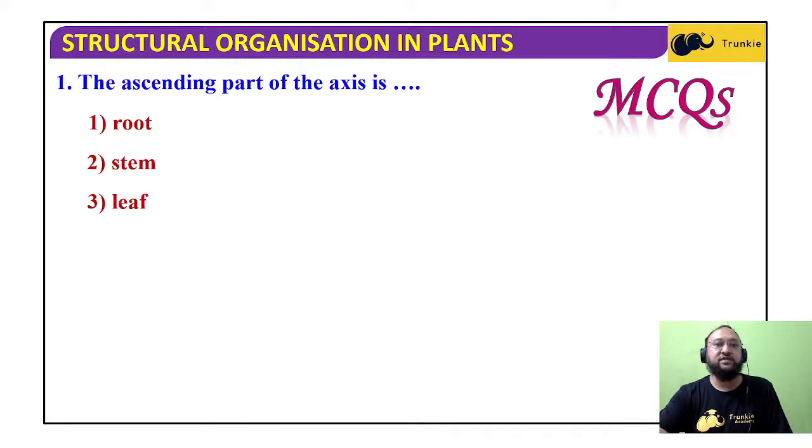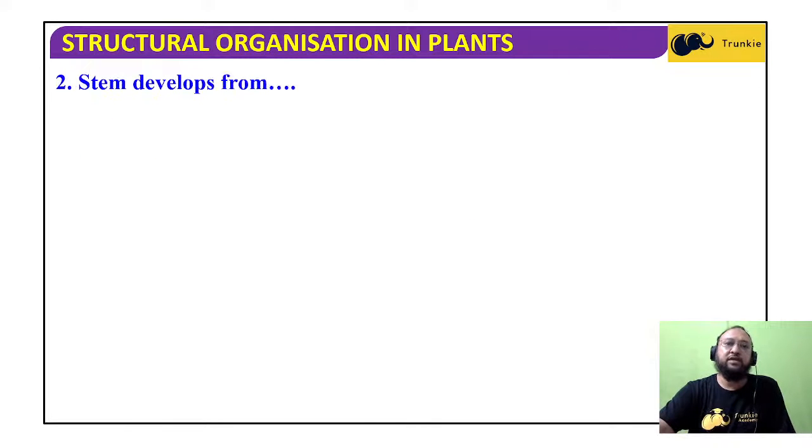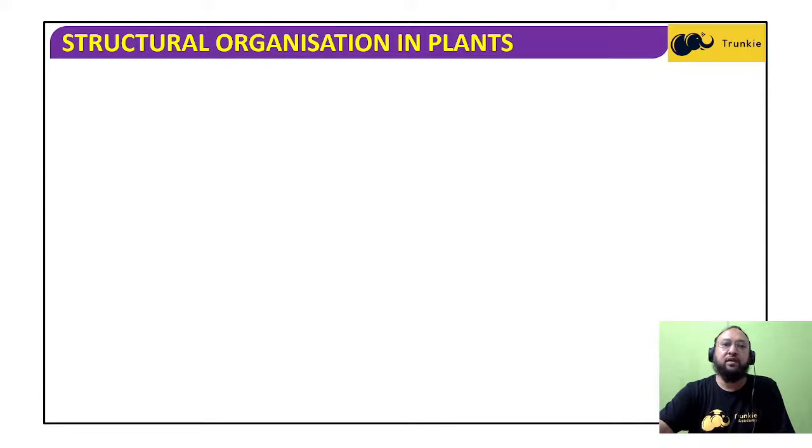Ascending part of the axis is root, or it is a stem? It is obviously a stem, not a root. So it is a stem. Very simple question. This question will not be asked. Just stem develops from plumule, seed coat, radicle, or cotyledon? It develops from plumule.